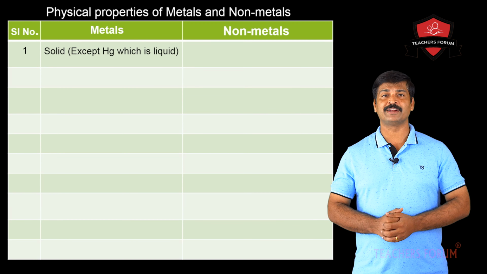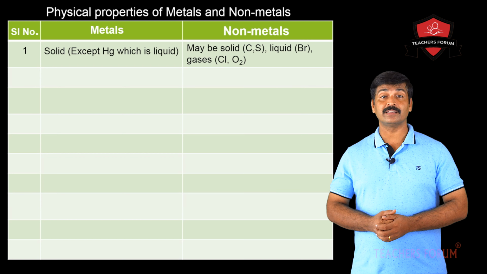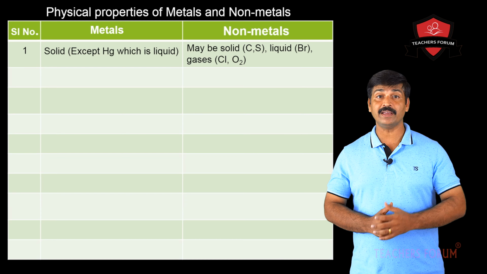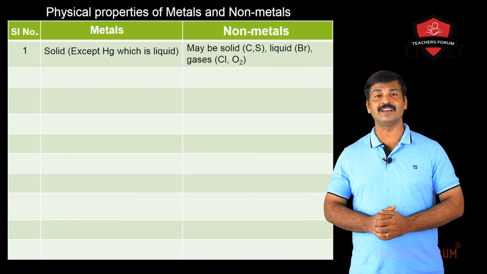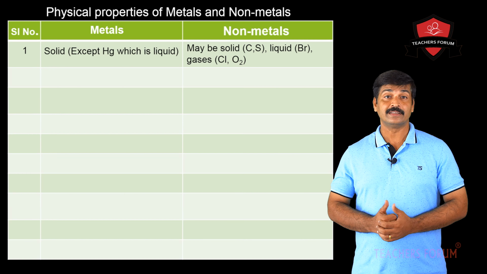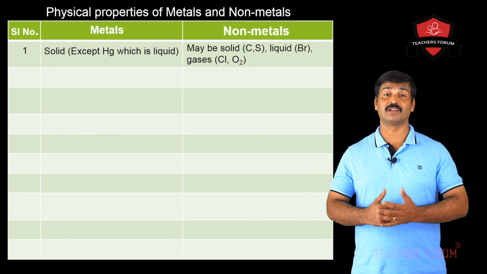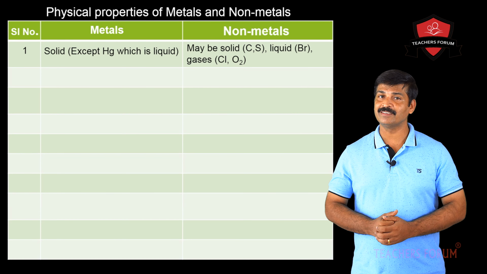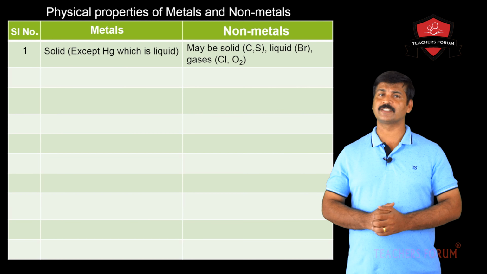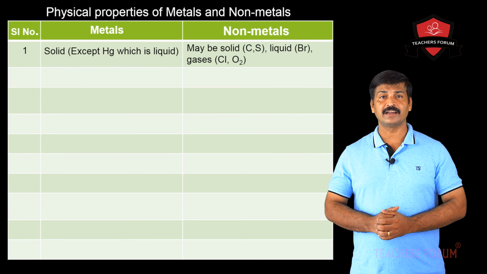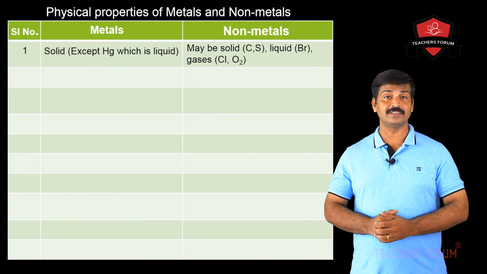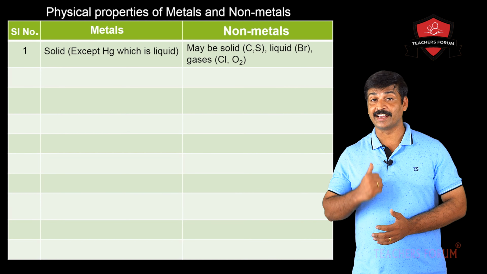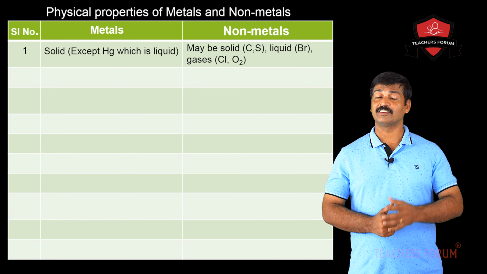Now what about non-metals? Non-metals can be solid, for example carbon, sulfur, etc. They can be liquid. Bromine is a non-metal, but it is liquid in state. Then they can be gases, for example chlorine, oxygen, nitrogen. All these are non-metals, but they exist in gaseous state. So the first difference is metals are solid in nature, but there is one exception I told you, while non-metals can exist in solid, liquid and gaseous states.